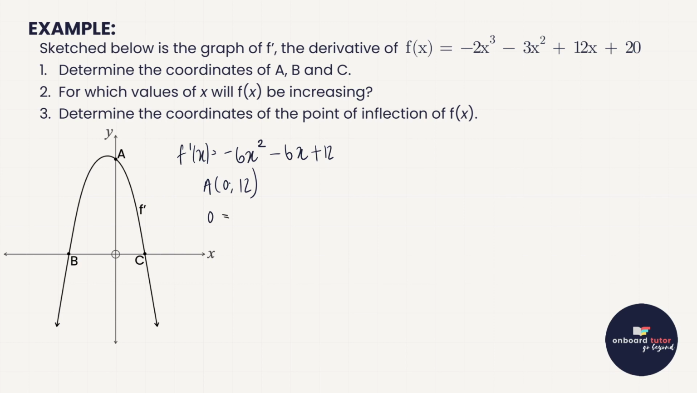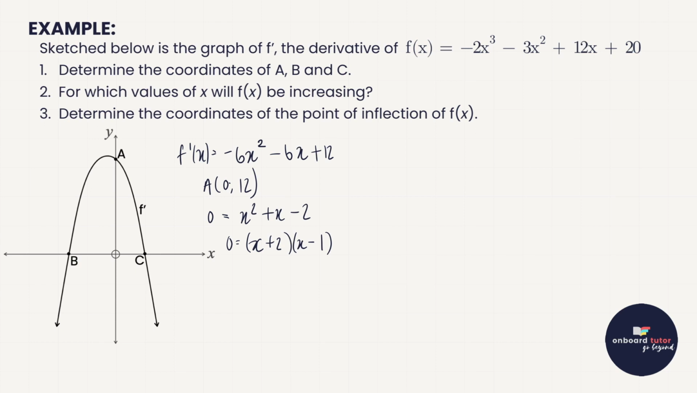So 0 is equal to, let's divide everything by minus 6 here so that it's easier to factorize. That's just going to be x squared plus x minus 2. Okay, how do I factorize that? Two brackets, x times x is x squared. 2 times 1 gives me minus 2. And if I say plus 2 minus 1, that'll help me get that middle term.